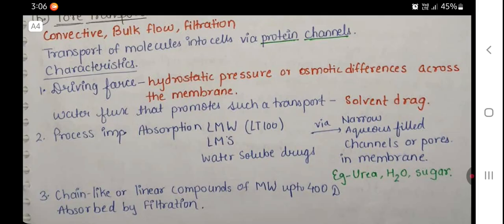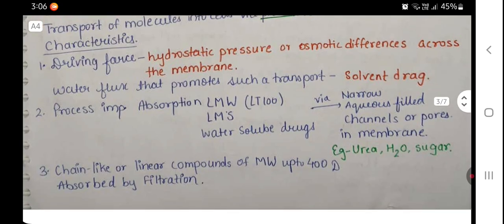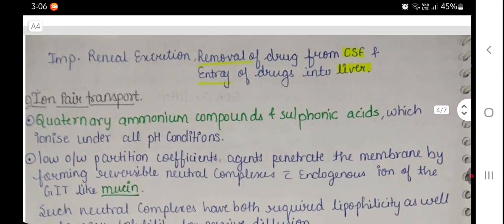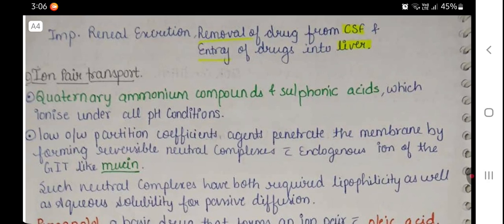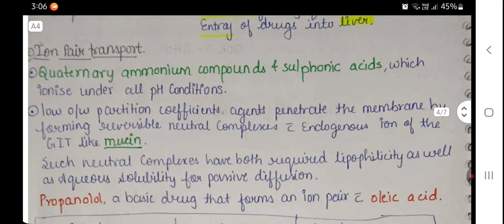Chain-like or linear compounds of molecular weight up to 400 daltons can be absorbed by filtration. It is important in renal excretion, removal of the drug from the cerebrospinal fluid, and entry of drug into the liver. Next is the ion pair transport.